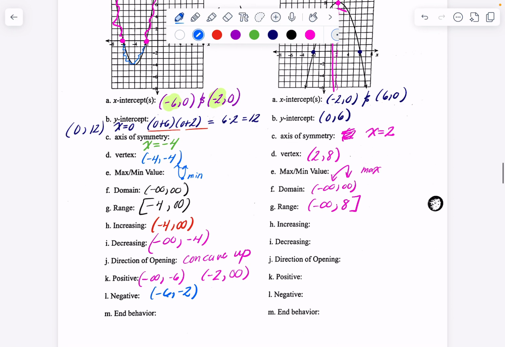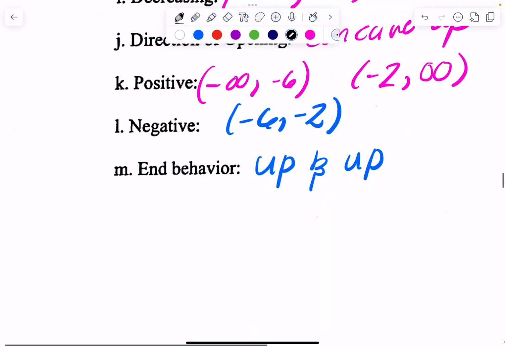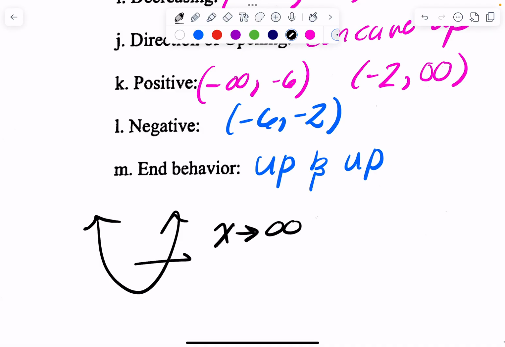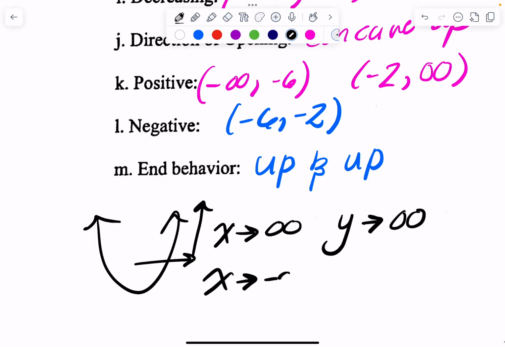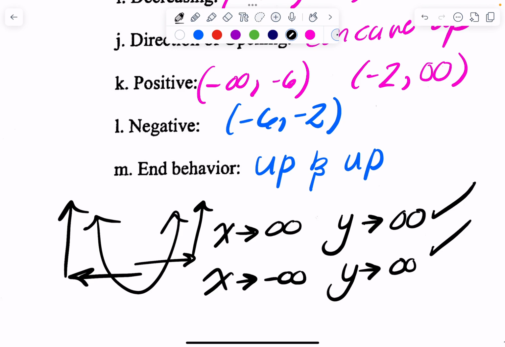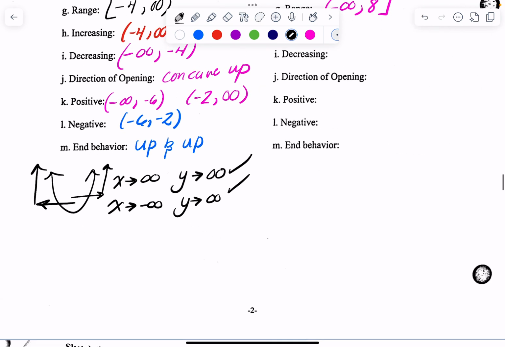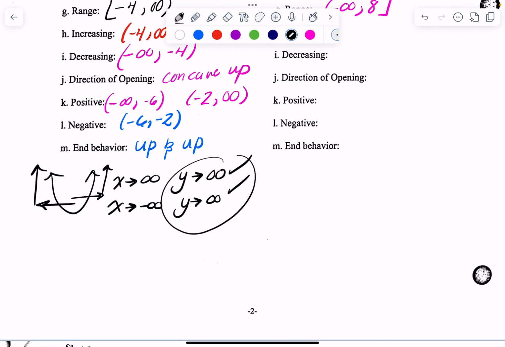And then end behavior is up and up. If they make us write end behavior a little more fancy, then we would say, okay, so we know it's up and up. Here's our visual aid. We would say as x goes to infinity, that would be that way, our y values also go to positive infinity. And as x goes to -infinity like this, our y values go to positive infinity. That's just a fancier way of saying up and up. It's to the far left and far right. It's up and up.